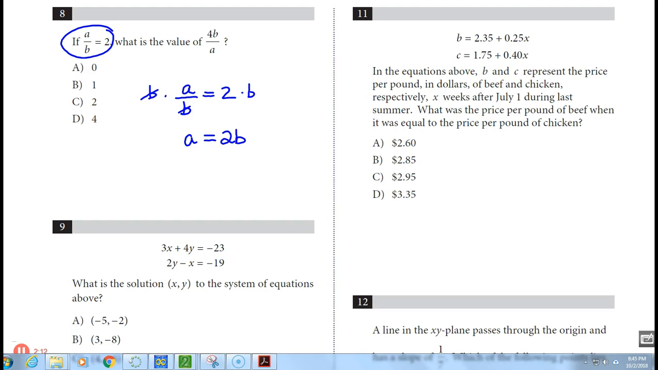And then I can go back up to this equation, and now that I know what A is, I can substitute it. So I have 4B divided by 2B, which also just comes out to be 2. So that's the more traditional algebra way, but I'll be honest, on a lot of questions on this test, I think you make fewer mistakes, and it's sometimes faster, if you just pick numbers that work for you.